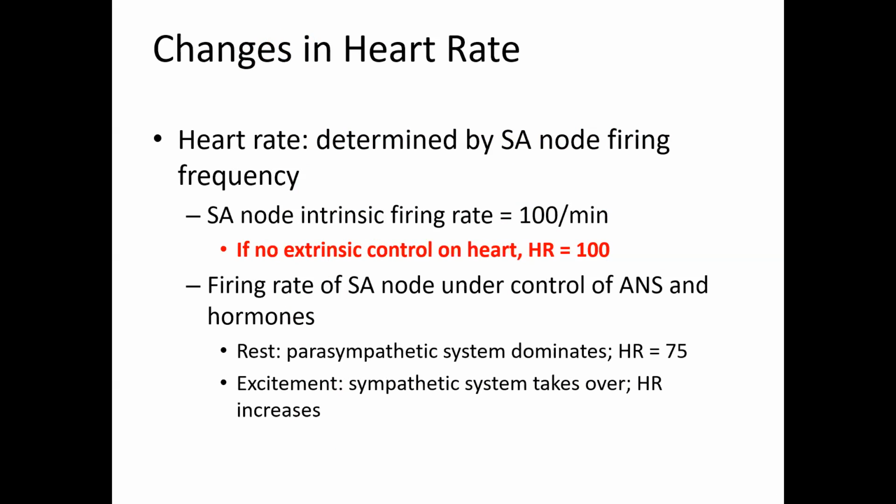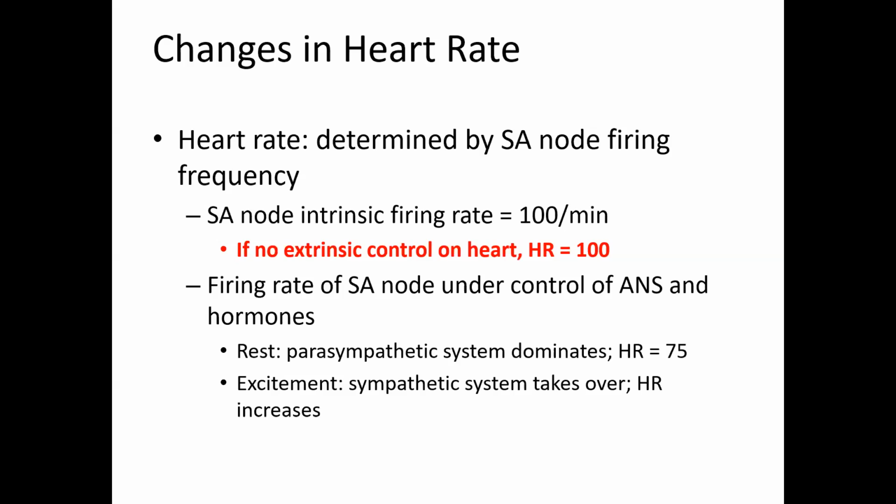So heart rate is determined by the SA node firing frequency. So we should remember the SA node as that group of autorhythmic cells located in the wall of the right atrium. And so the SA node has an intrinsic firing rate of about 100 per minute. And if we did not have any parasympathetic influence, our heart rate would be 100 beats per minute. But we know that in a normal, healthy person, the heart rate is actually about 75 beats per minute. And that is because of the parasympathetic influence that is slightly more predominant at rest, right? We talked about this in the autonomic nervous system.